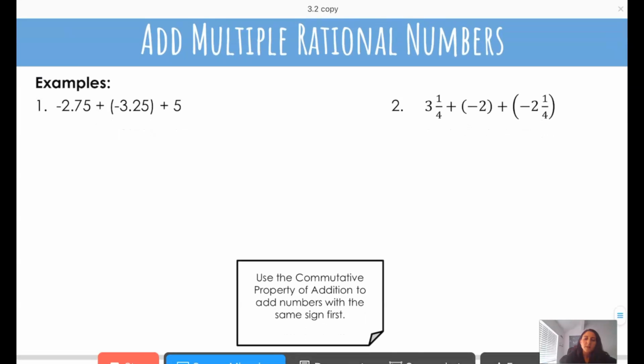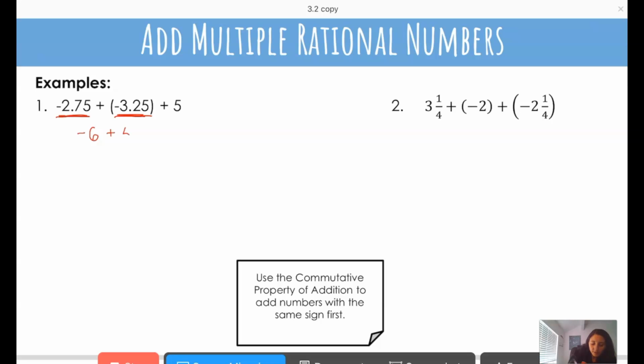And the last thing we're going to look at today is how to add multiple rational numbers, so when there's more than one rational number. Number 1 says negative 2.75 plus negative 3.25 plus 5. So I'm going to add my signs that are the same first, because when the signs are the same, we add and keep the sign. So I'm going to do 2.75 plus 3.25, so that's going to be 6. And they were both negative, so my answer will be negative.